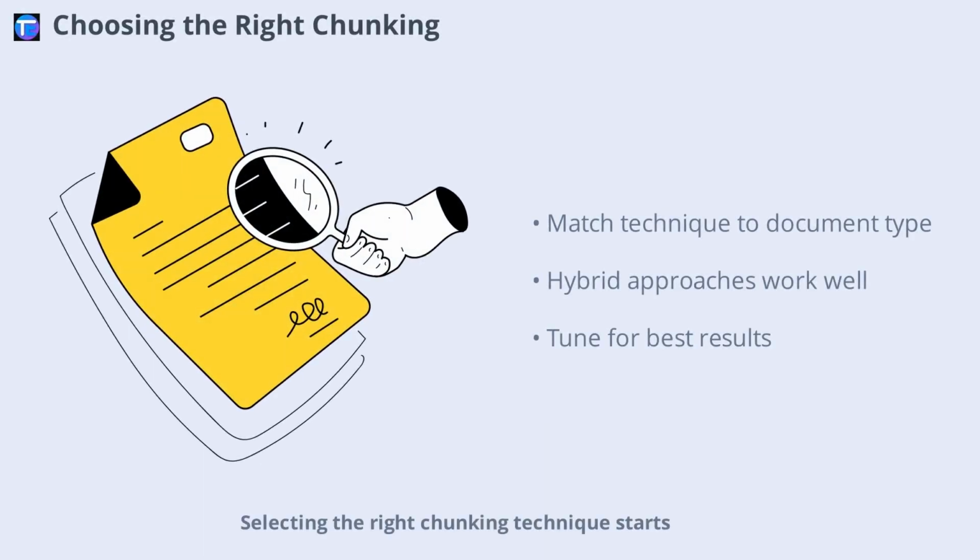Selecting the right chunking technique starts with understanding your documents and goals. For uniform, unstructured text, fixed chunking is a good baseline. For semi-structured content, recursive or structure-based chunking preserves meaning. If you need high retrieval precision, semantic chunking is ideal. For large dynamic datasets or when context across paragraphs matters, late chunking shines. Often, a hybrid approach combining structure-based and recursive chunking yields the best results. Experimentation and tuning are key to finding the optimal setup.